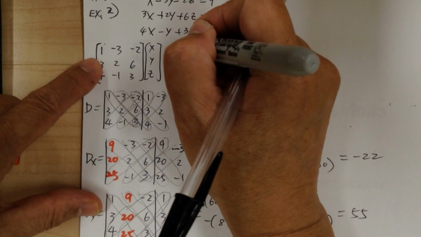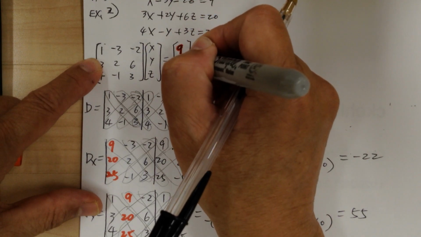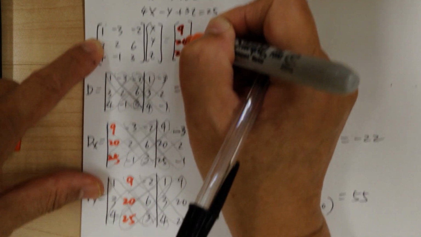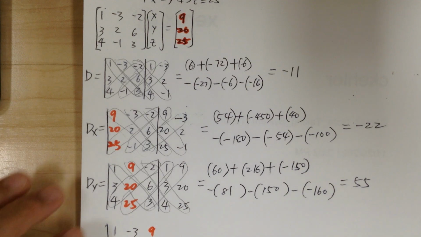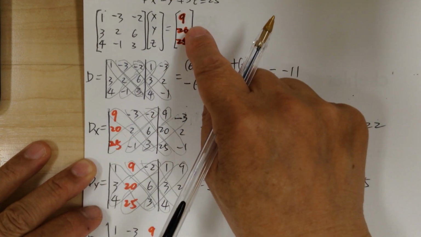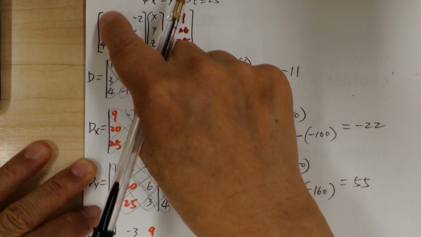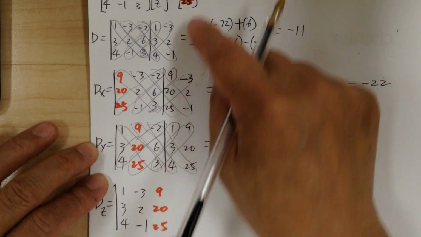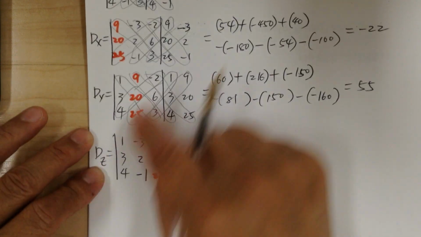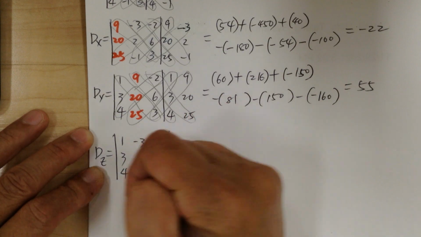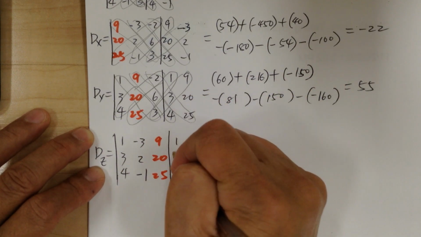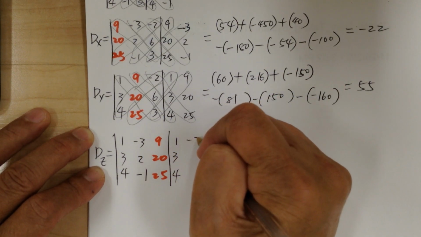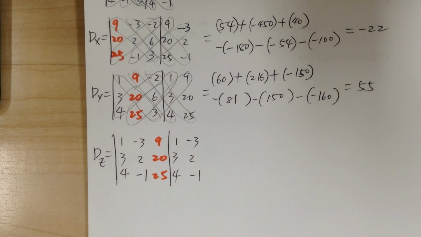Okay, I'm going to color code for you guys, so you can see where the things came from. For Dx, you replace the x column with this. So put this over here in the x column. For D of y, you put this in the y column. For D of z, you put this in the z column. Okay, so copy the two columns. Okay, and let's do the diagonals.